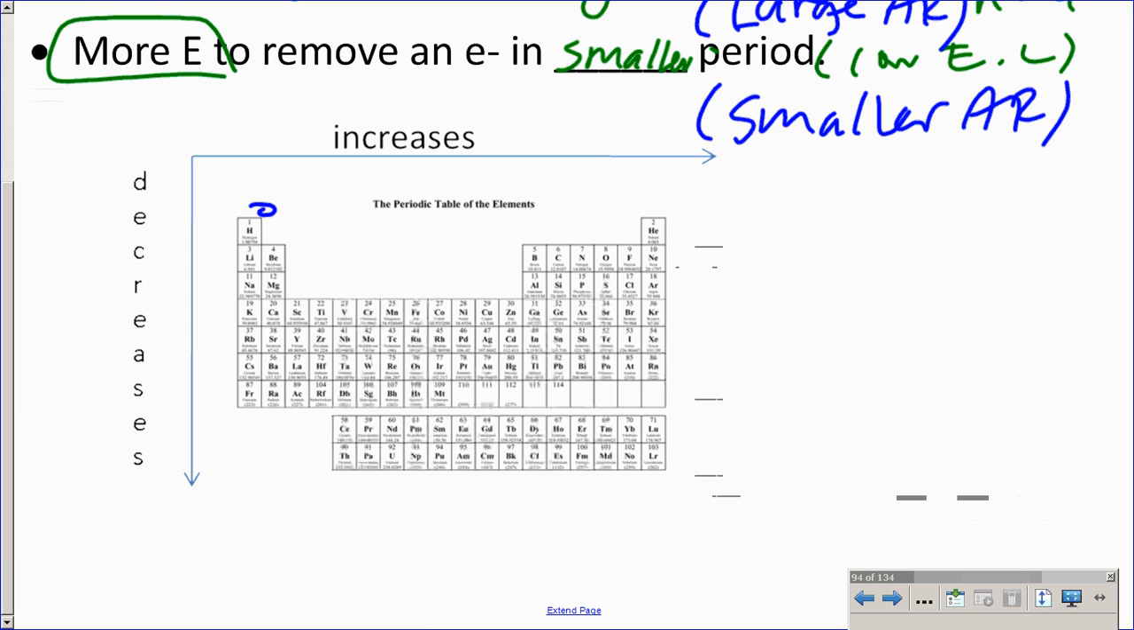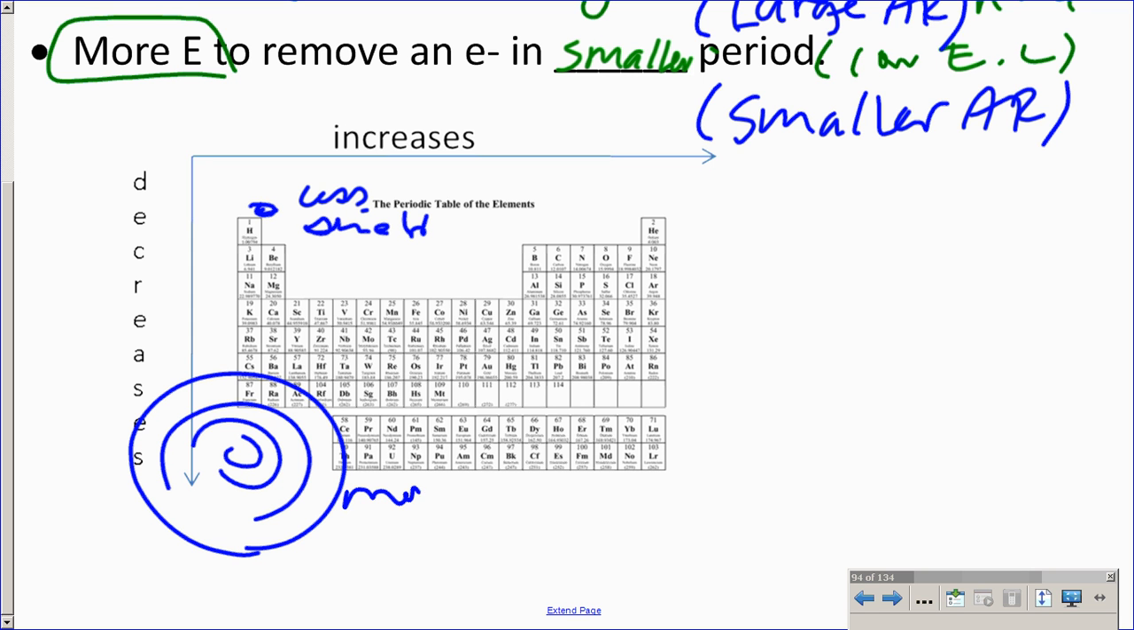Because these up here are smaller, so there's less shielding. These are larger, so there's more shielding. Okay, so that's the group trend there, down the group. So across the period, we said the ionization energy, the energy required to ionize something, is going to increase. So why would the ionization energy be bigger over here and smaller over here? What factor?